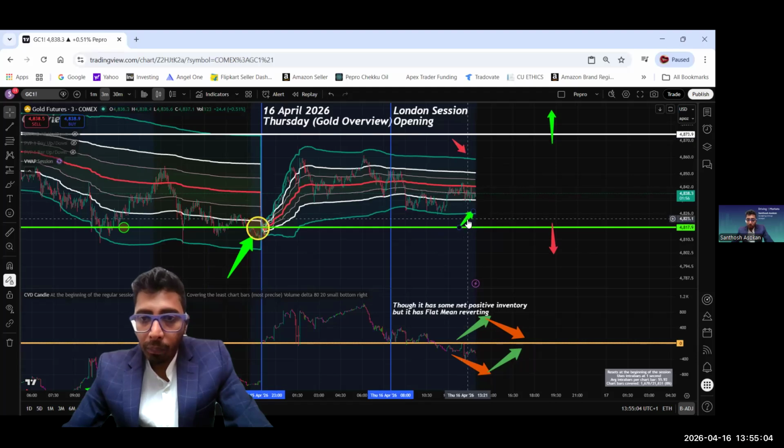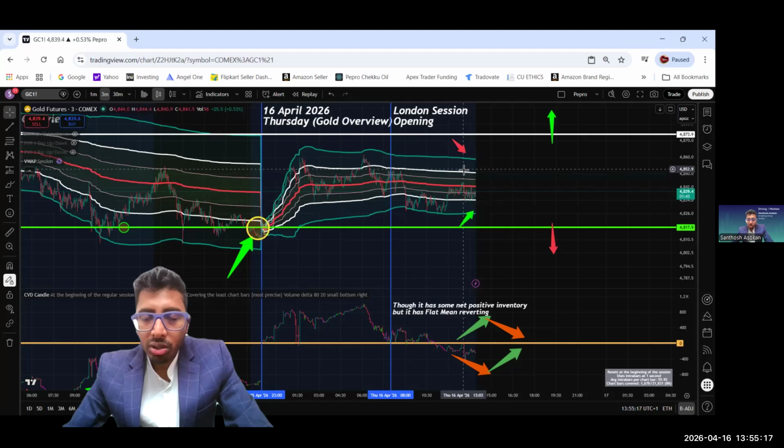The place where we have to buy is below -2 standard deviation, and we keep the target at VWAP or above VWAP for the long position. For the short trade, we have to initiate above this green line, which is +2 standard deviation or above, and the target is VWAP or below VWAP. That's how I'll be looking for today's trade setup.